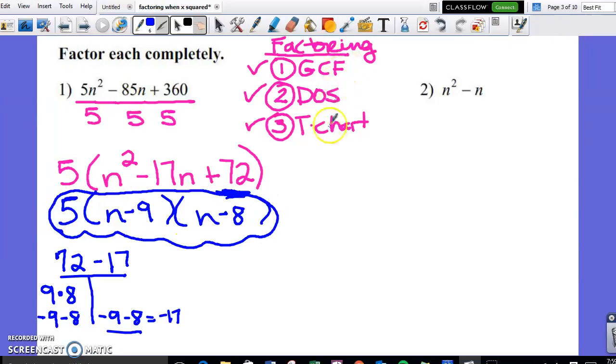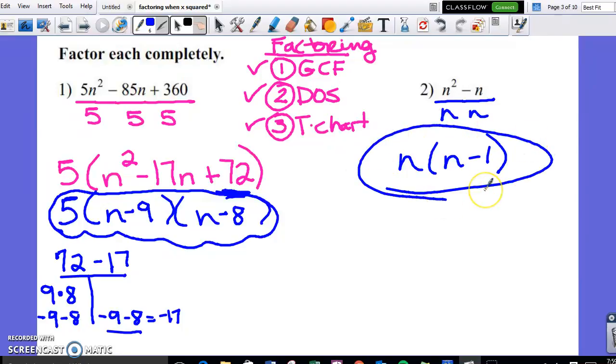So I just went through all the steps. Look at this one. Is there a GCF? Yes, they both have n. So you can take that out and have n minus 1 left. Okay, self, is there a difference of squares? No. Can I do a t-chart? No, there are not 3 terms. So now I'm done with this, and this is your final answer.